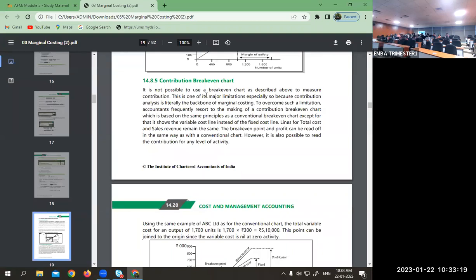Yes, sir. Suppose the break-even point is 1 lakh units, but you are able to sell only 1,000 units. But 1 lakh is the break-even point of sales. What is that called?